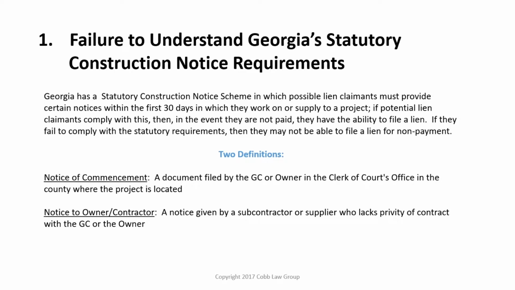A notice of commencement is a document that's actually filed by the general contractor or the owner of the project, and it's filed in the clerk of court's office, and it sets out certain information that helps lower tiered subcontractors to file liens, to make payment bond claims, et cetera. The notice to owner is the reverse. It's a notice that's actually given by a lower tier subcontractor or supplier. It's someone who lacks privity of contract with the GC or owner, and we'll talk about that in just 1 second.